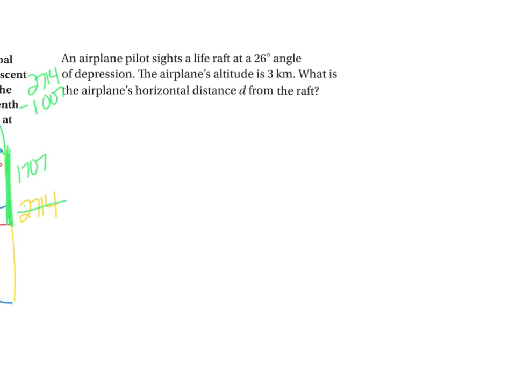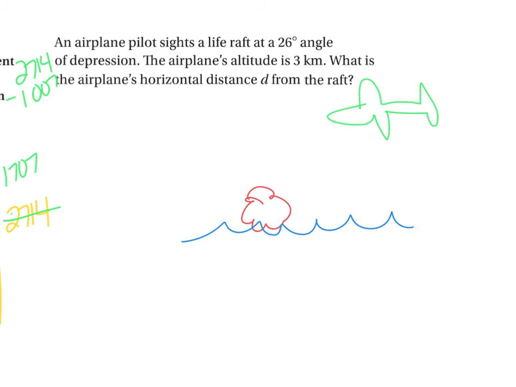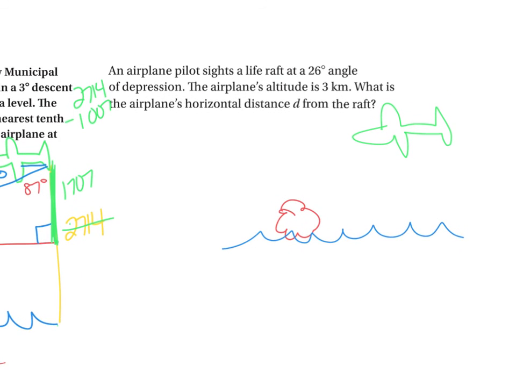So an airplane pilot sights a life raft at a 26-degree angle of depression. The airplane's altitude is 3 kilometers. What is the airplane's horizontal distance d from the raft? Okay, so we have another airplane. Oh, this one's not quite as good as the last one. That's okay. Then I have my little life raft. It looks like a weird cloud. Then I have the ocean. So this one we don't have the sea level or the eye level thing to mess with, so we just straight up get to do a right triangle. It's going to be great. But we do have an angle of depression, so there's that.